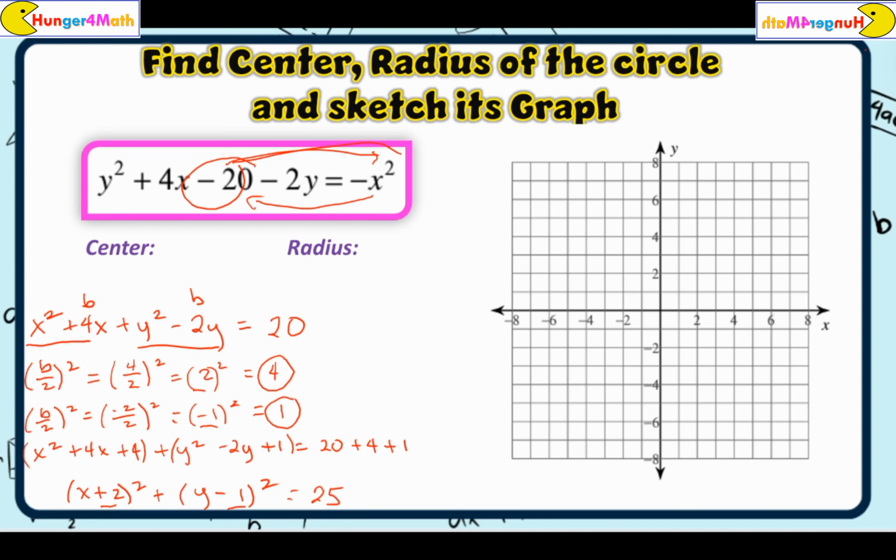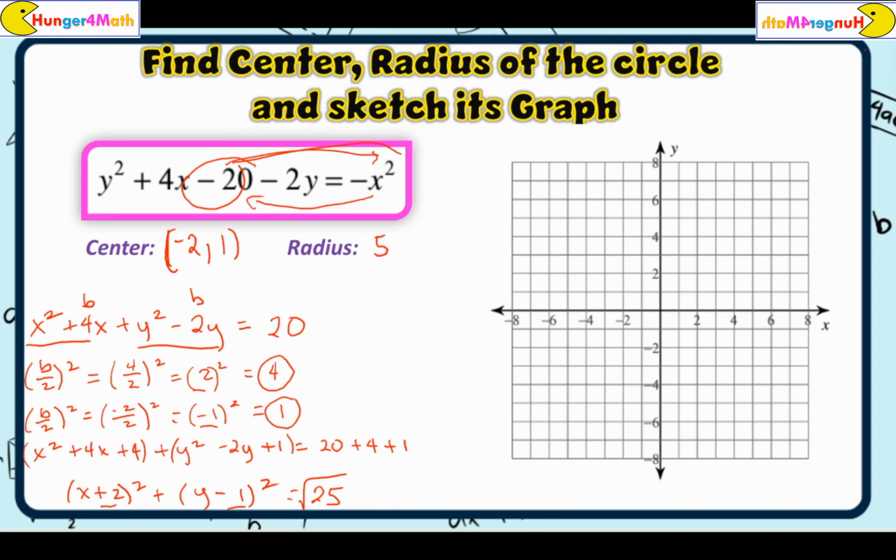Now we can get the value of the center. The center is the opposite sign of the h and k. For the h, it is positive 2, so the center will be negative 2, comma, the negative 1 will be positive 1. Alright, so that is the value of the center, (-2, 1). And for the radius, we just have to square root the 25, and the square root of 25 is 5.